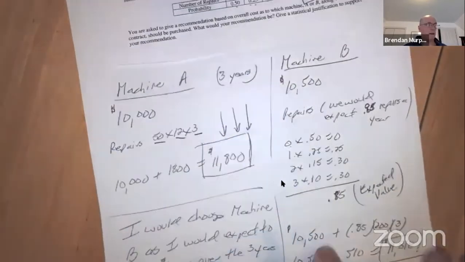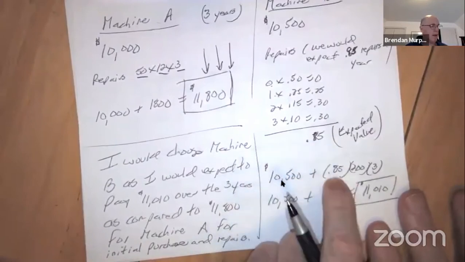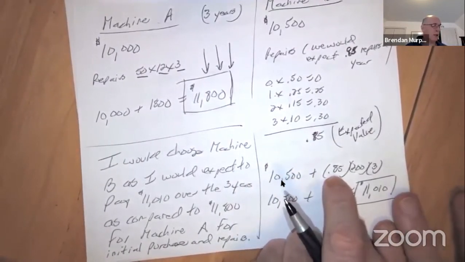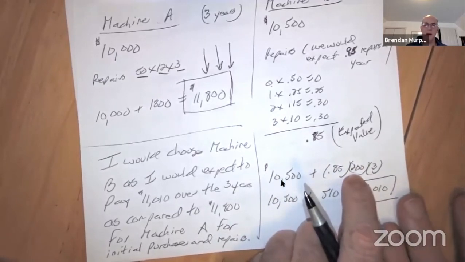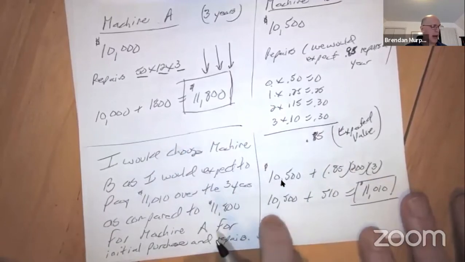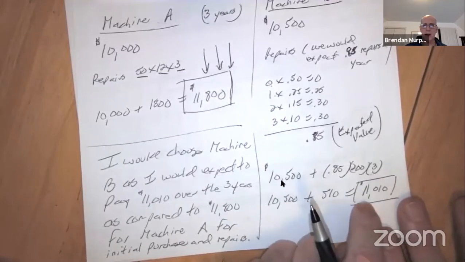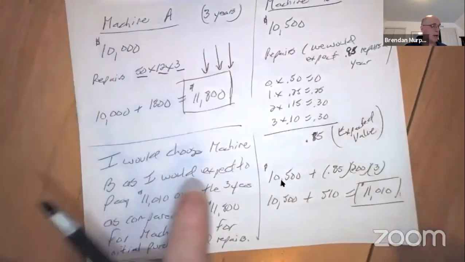So I think there's my initial cost for machine B. There's my expected number of repairs per year, 0.85. We were told it was $200 a repair, and we want to do this for 3 years. So when I did that math, I got 10,500 plus 510, 11,010.